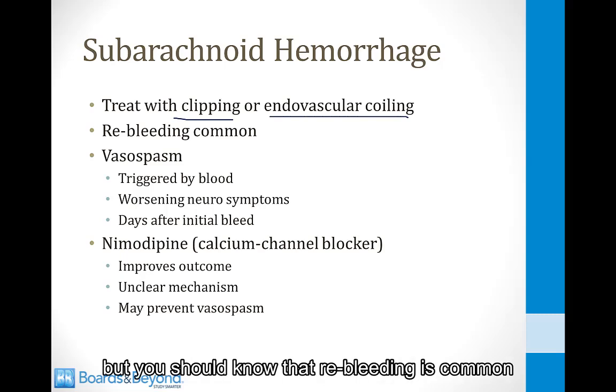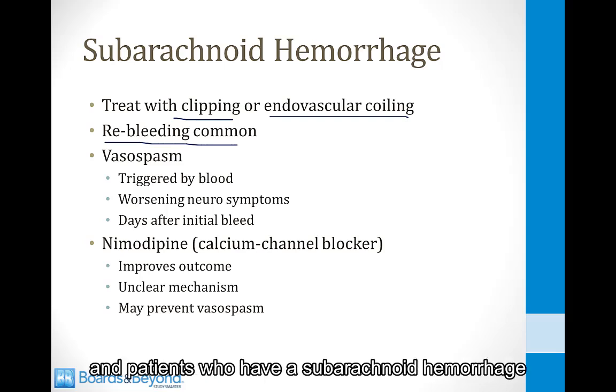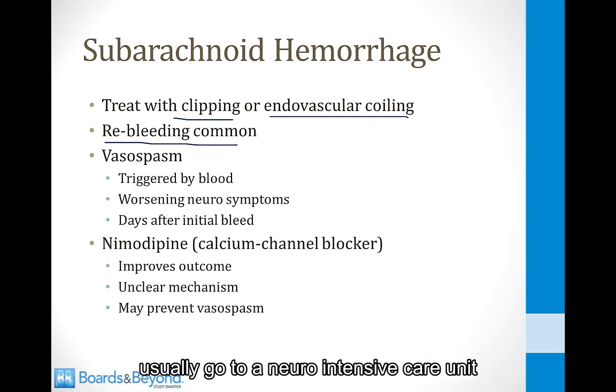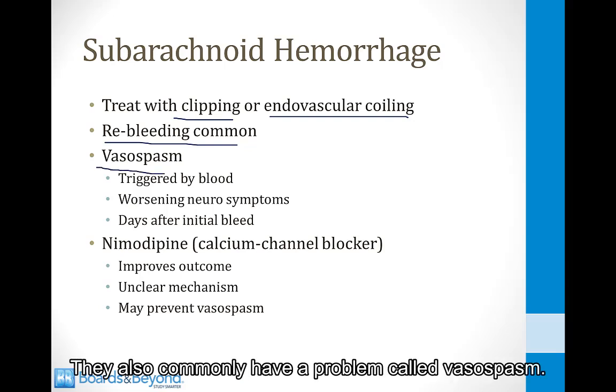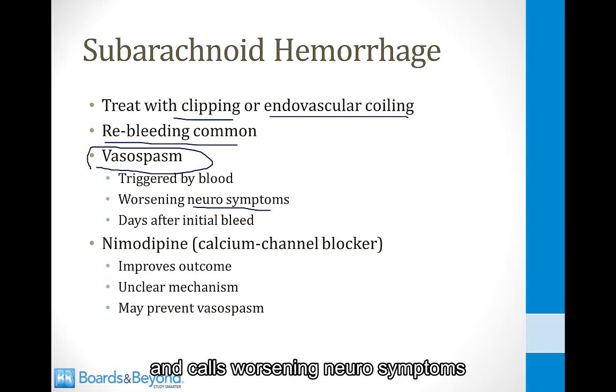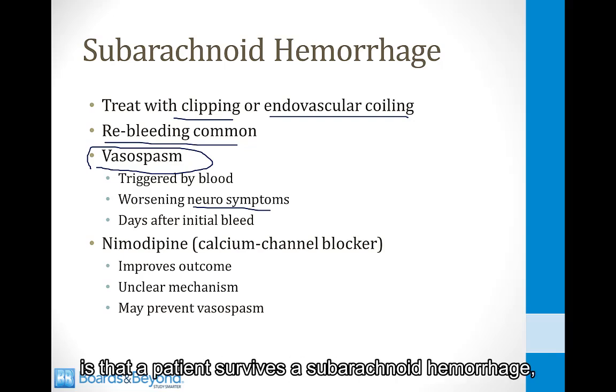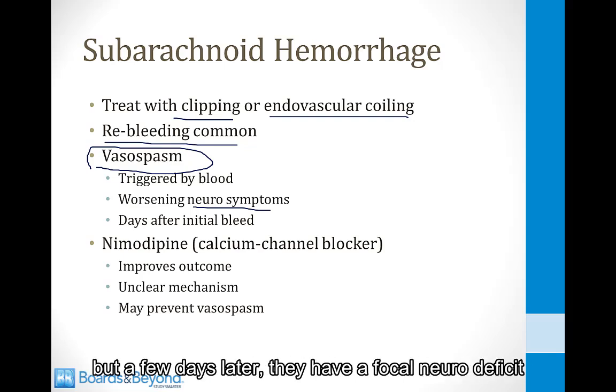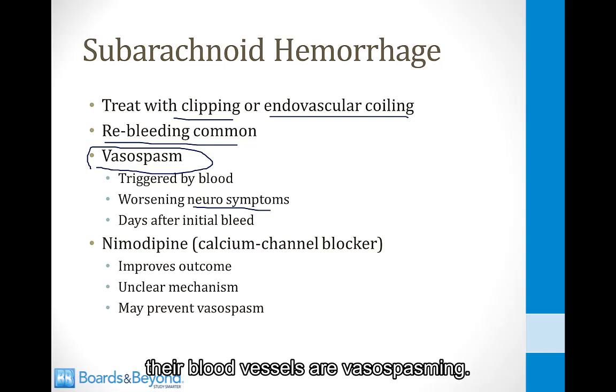But you should know that rebleeding is common, and patients who have a subarachnoid hemorrhage usually go to a neurointensive care unit where they're watched closely because there is risk that the aneurysm will begin to bleed again. They also commonly have a problem called vasospasm. The blood that is in the brain can trigger vasospasm and cause worsening neurosymptoms. The way this often presents is that a patient survives a subarachnoid hemorrhage, but a few days later they have a focal neurodeficit, and what's happening is their blood vessels are vasospasming.